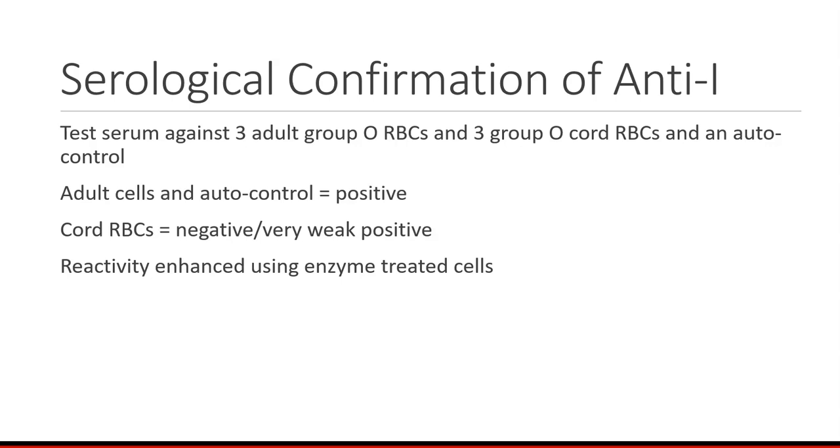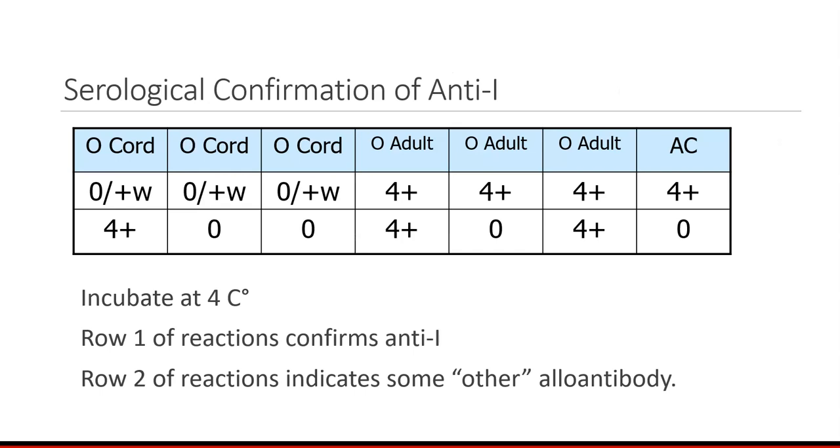The reactivity of this antibody is enhanced using enzyme-treated cells. And again, we talked about this in a previous lecture. They do make our panel cells pre-treated with Ficin, and Ficin enhances uptake of this antibody onto the cell. So this is an example of the serological confirmation of anti-Big I.